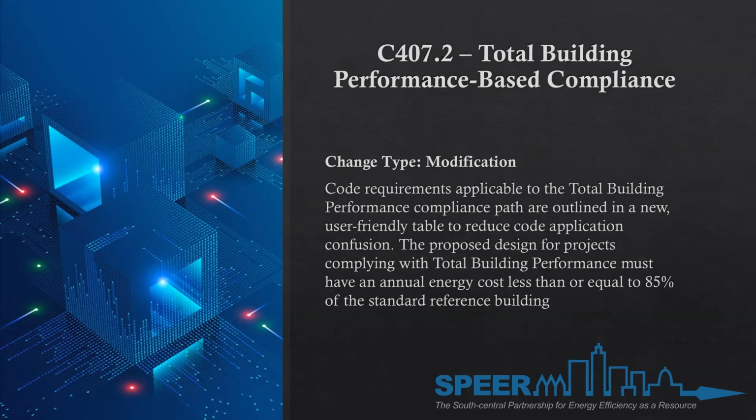So that's another way to look at it. I know you're building it by a performance model, but your annual energy cost needs to be equal to or less than 85% of the standard reference building, which is a virtual project that the house or building is inside the software. You're just comparing what you're building to a code compliant building that's in the software. And if you're not 85% or better, you're not complying with code.